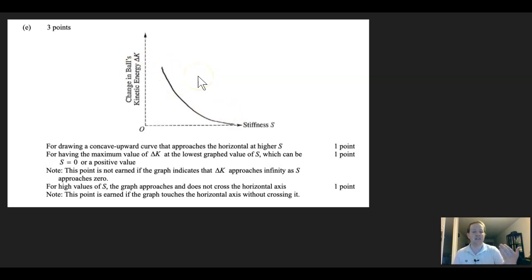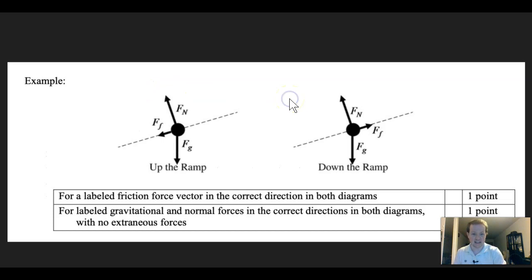But did you give me a physics explanation that it does make sense that when the stiffness increases, there's going to be a lower increase in kinetic energy, a lower change in kinetic energy. So the graph was correct. You had to give me an explanation about why it made sense that it was correct.